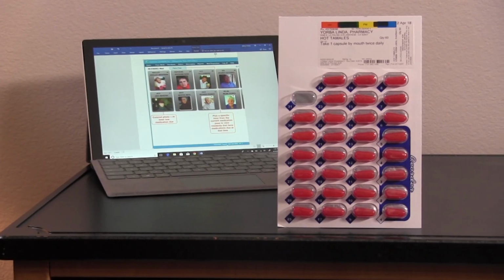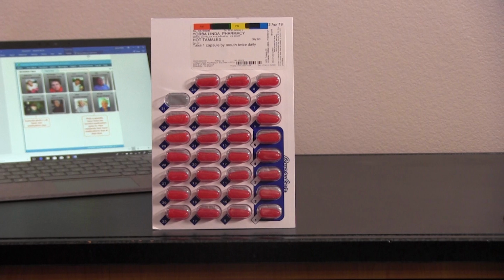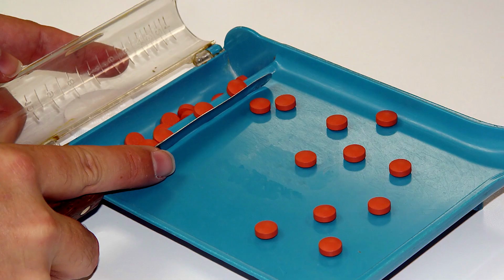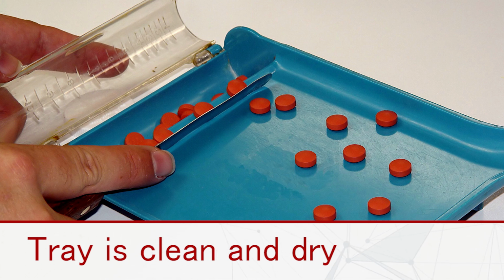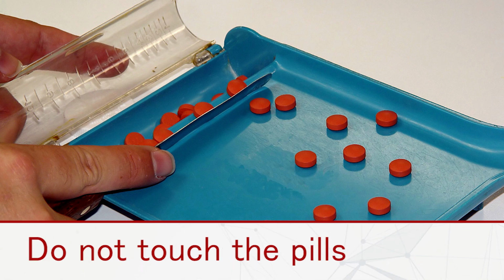When counting controlled medications, it is easiest if the pharmacist packages them in a unit dose package, such as a bubble pack. If the medication is in a bottle, it may be necessary to use a pill counting tray. Be sure that the tray is clean and dry before you pour the pills into it. Remember to wash your hands before you count the medications and avoid touching them directly.